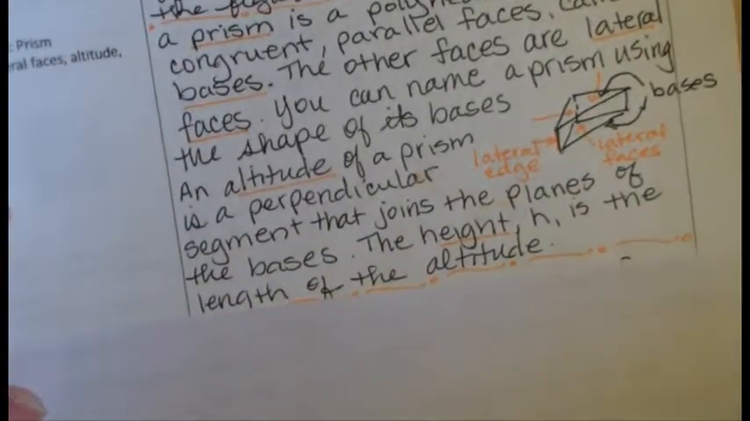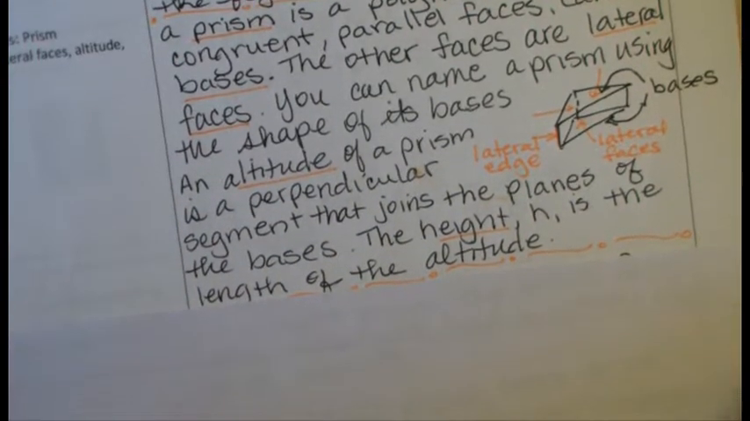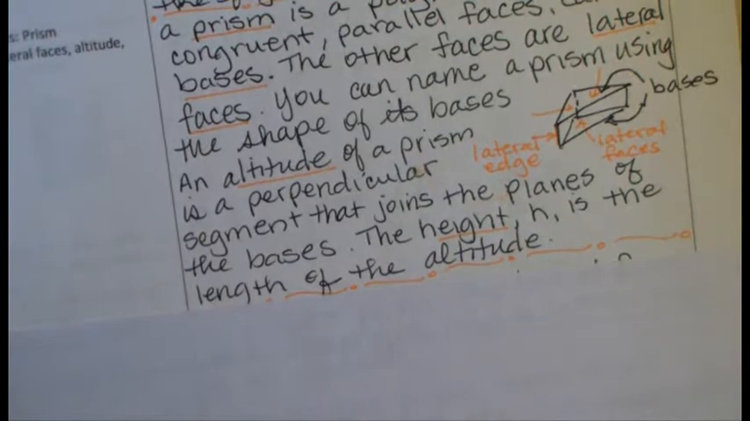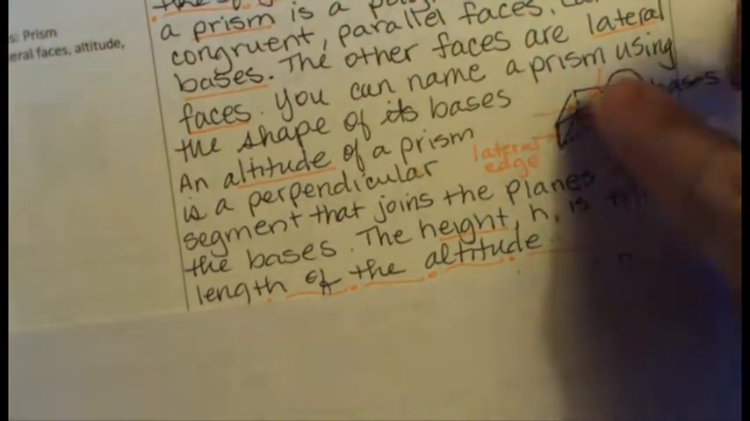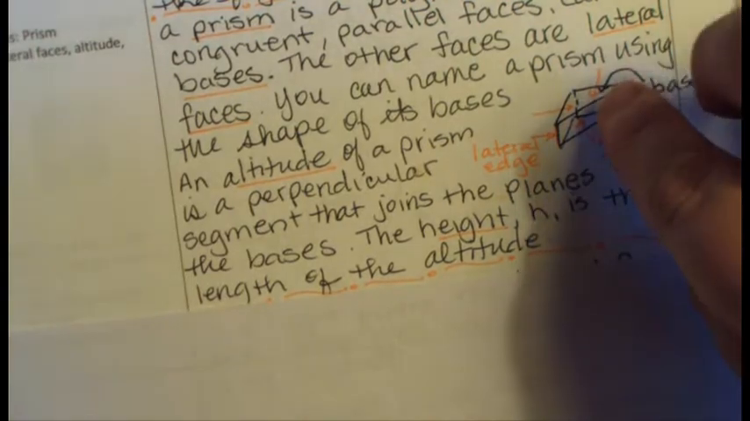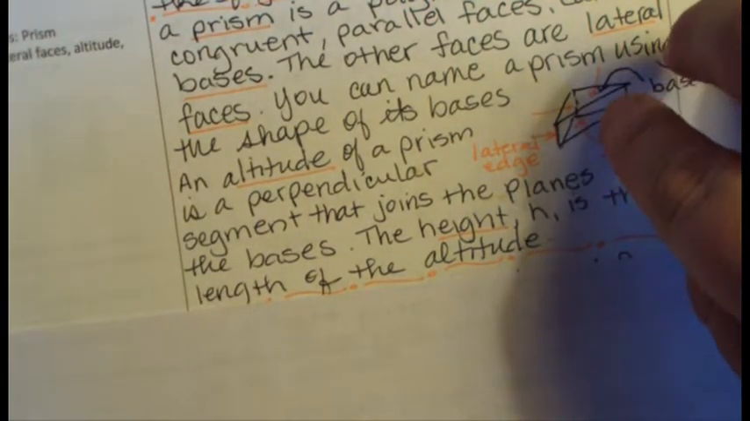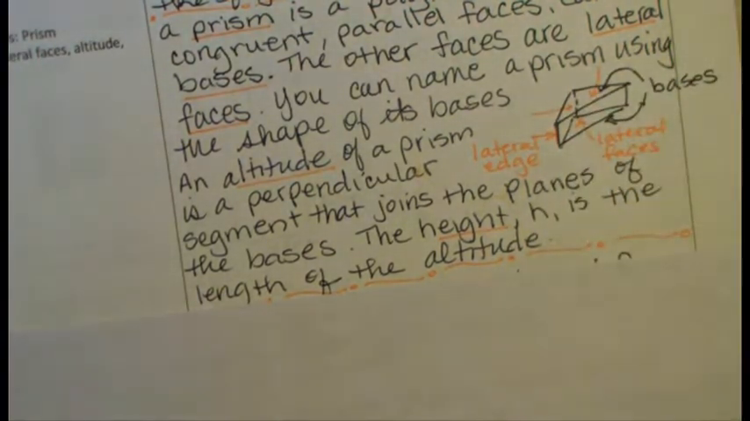All right, the altitude of a prism is a perpendicular segment that joins the planes of the bases. So if we drew a perpendicular segment between the two triangles here, that would be our altitude. The height, h, is the length of the altitude. So it's how long the length is. The length of the altitude, I mean. Okay, so that is a prism.